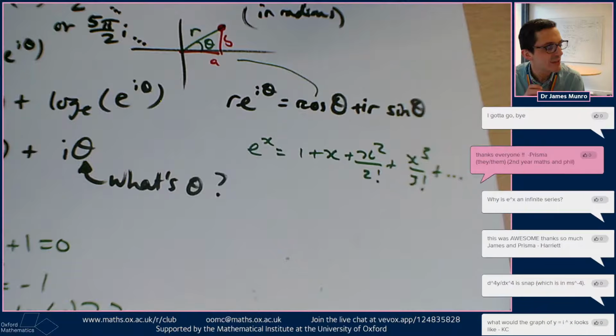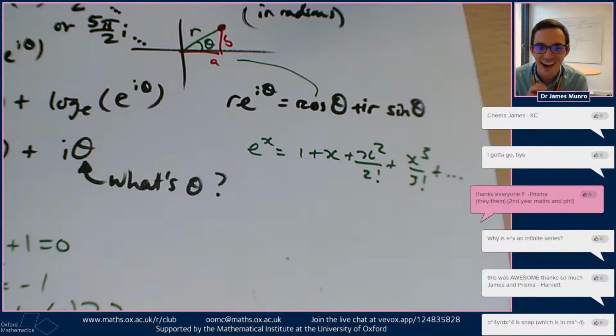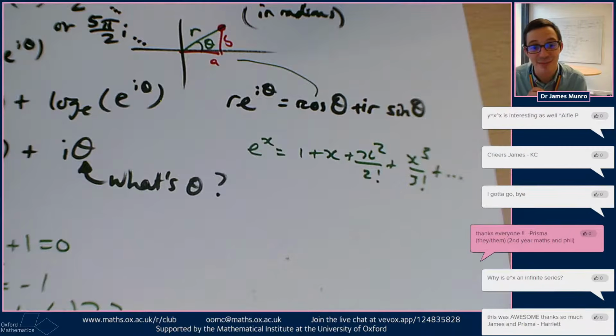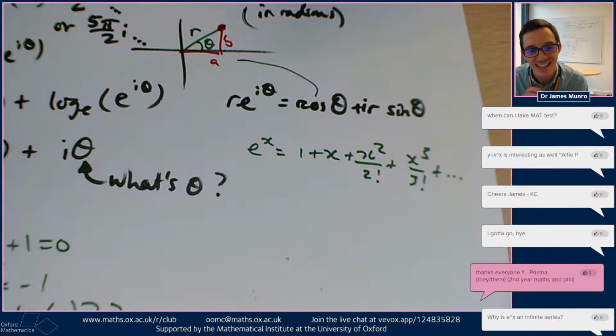Why is e to the x an infinite series? That's a question for another day. Is this infinite series the same thing as e to the x? Homework. What happens when you differentiate the thing on the right hand side? What happens when you differentiate the thing on the left hand side? Have they got the same value when x is 0? Interesting.